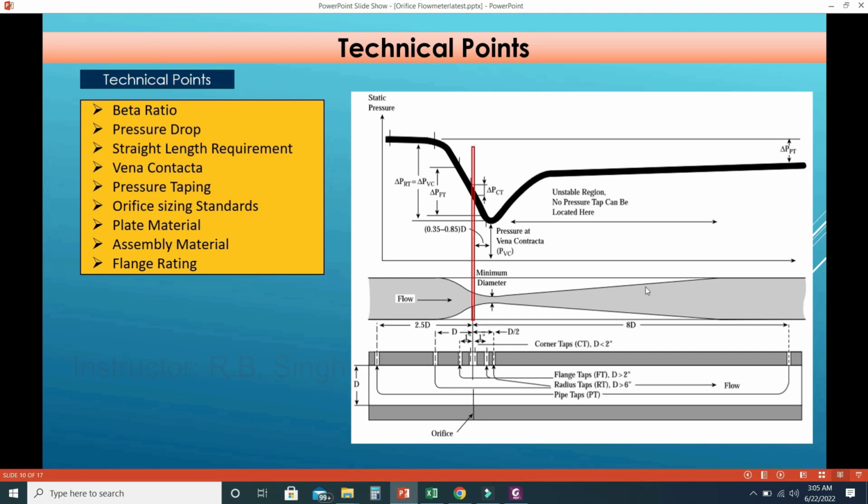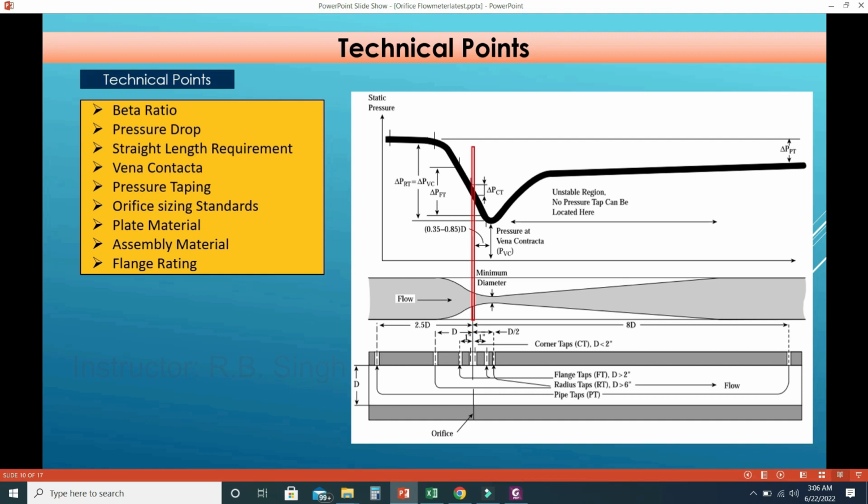Somehow it will increase and achieve its original value, not 100%, but quite near to the original value it can get. So this is the downstream where the process will flow. This area is called upstream, this area is called downstream. The difference between the two pressure values, upstream and downstream, is called differential pressure.